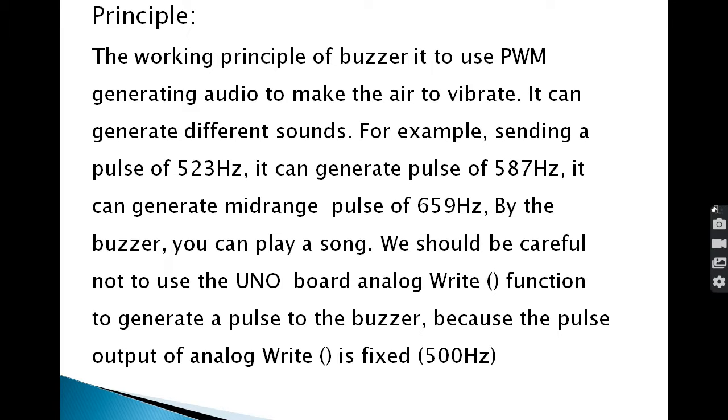For example, sending a pulse of 523 Hz, it can generate a pulse of 587 Hz. It can generate a mid-range pulse of 659 Hz. With the buzzer, you can play a song. We should be careful not to use the Uno board's analogWrite function to generate a pulse to the buzzer, because the pulse output of analogWrite is fixed at 500 Hz.